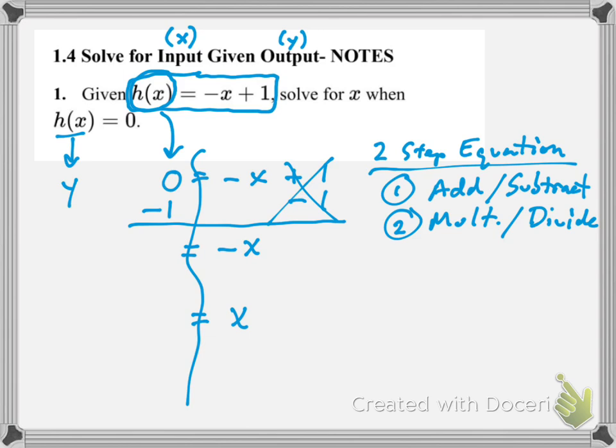Equals 0 minus 1 is negative 1. Now, how do I get rid of the negative sign in front of x? Well, if it just says negative x, this is the same thing as negative 1x. So second step would be to multiply or divide. Well, this is multiplication, negative 1 times x, so we do the opposite, we divide both sides by negative 1. Well, negative divided by negative is positive, and 1 divided by 1 is 1. So there's our answer.